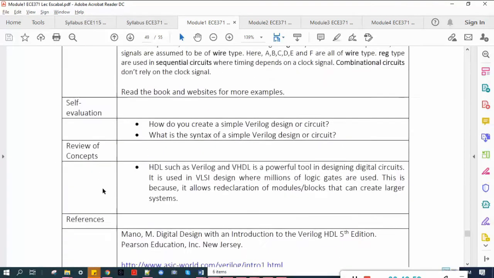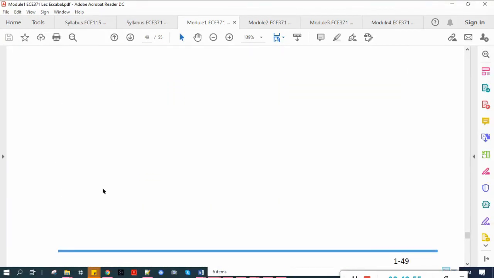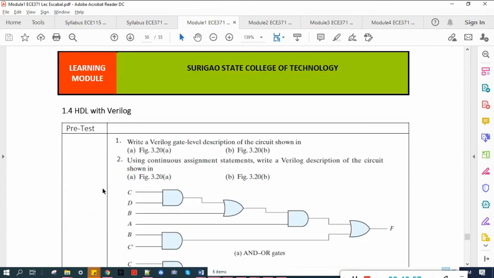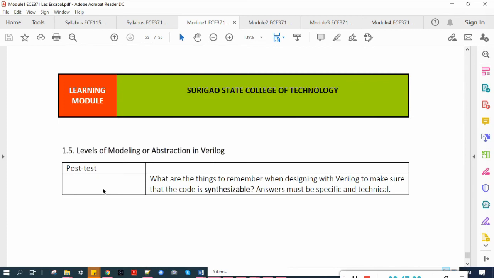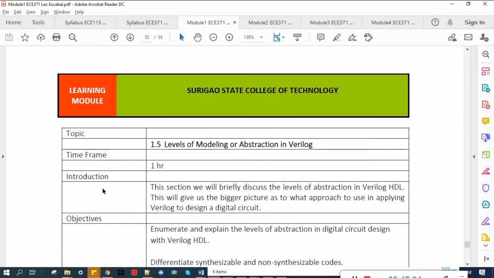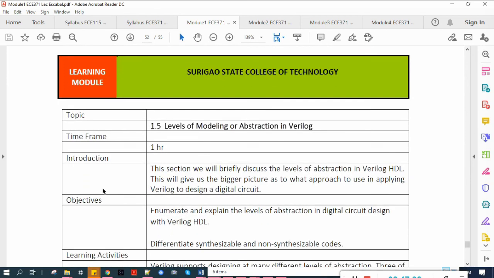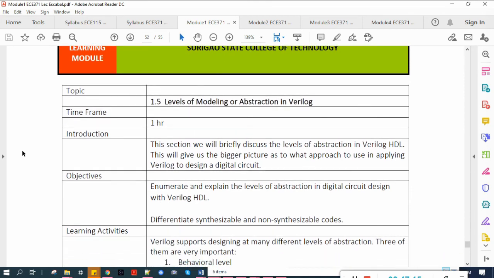So that ends our discussion in section 1.4, which is about HDL with Verilog. It's not the last topic. We have our last topic, which is 1.5, levels of modeling or abstraction in Verilog. Let's tackle this shortly. Then we're done with module number 1.